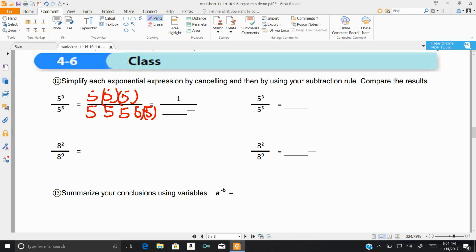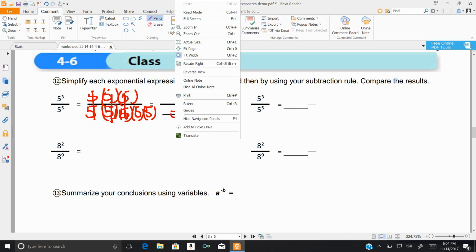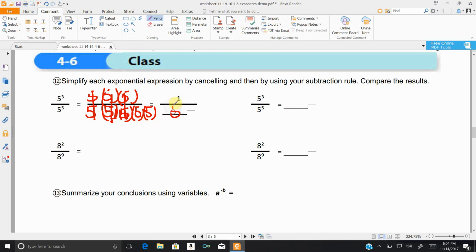So we have 3 5s multiplied together in the numerator and 5 5s multiplied in the denominator. We can divide the 5s again, canceling 3 of them. So now we have, once again, 2 5s left over, but those 5s are now in the denominator. So I have 1 over 5 to the second power.